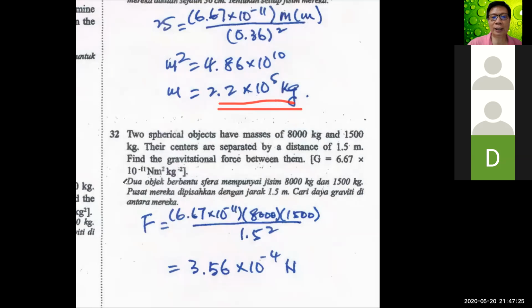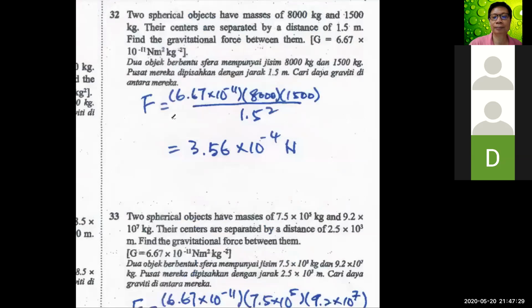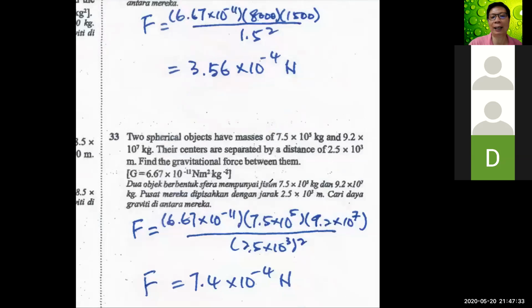All right, question 33. Same, you just copy the answer. Two spherical objects with masses, their centers are separated by a distance, meaning the distance R. So put capital G, M1, M2 over the square of the distance, and you get this answer. Just check on it. Copy the answer.